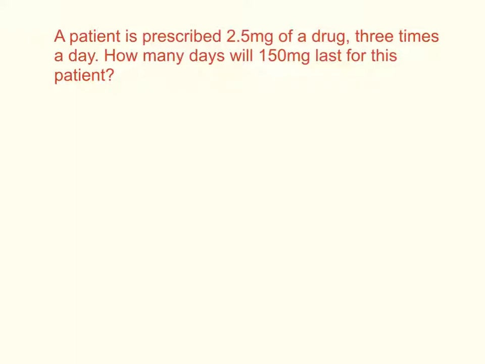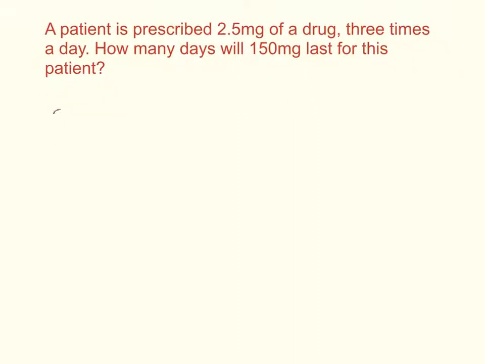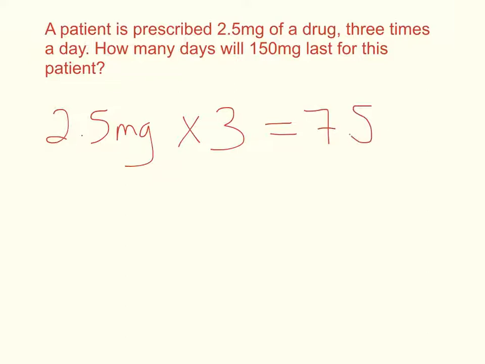So the first thing that we need to take away from this question is we're going to pull out as much information as possible. So we know that this person has been given 2.5 milligrams, but it is 3 times a day. So the first thing that we're going to do is multiply our 2.5 milligrams by 3, so we can figure out exactly how many milligrams per day this person is actually getting. So 2.5 multiplied by 3 will give us 7.5 milligrams daily, or per day.